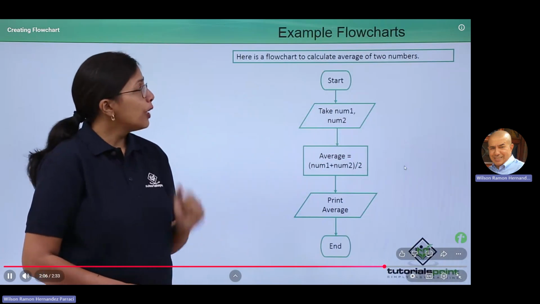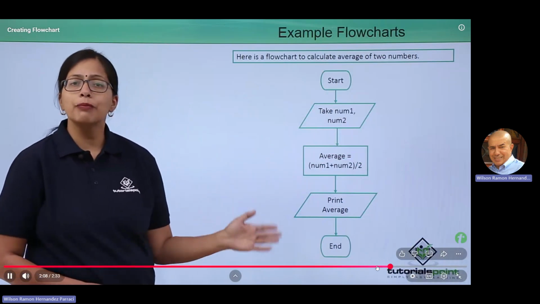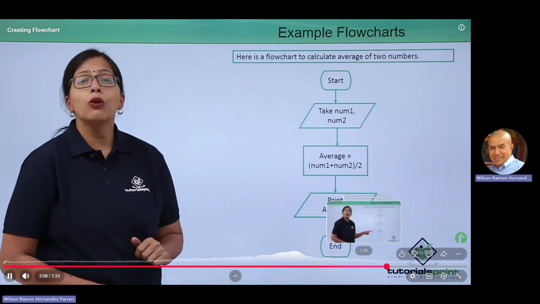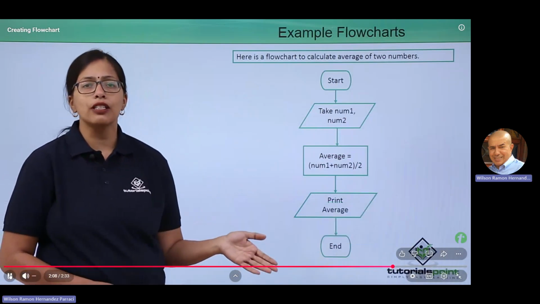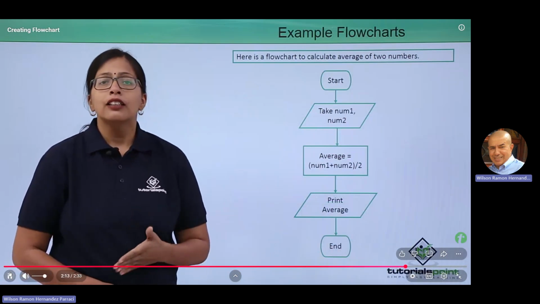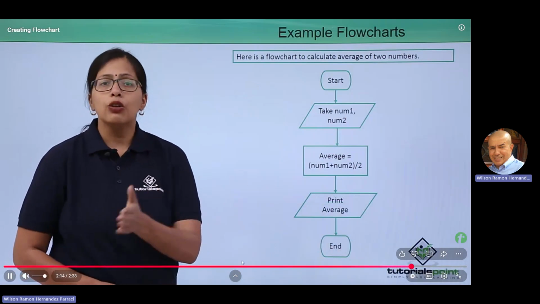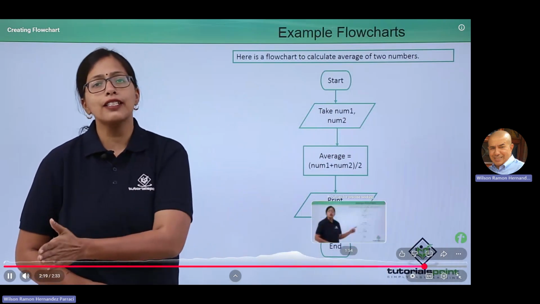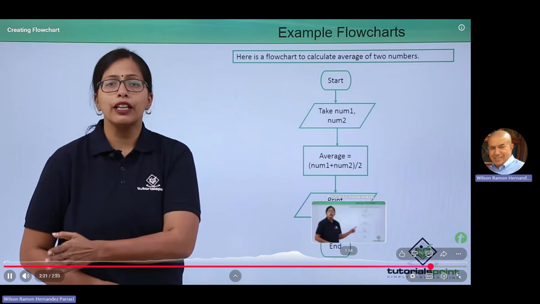So we have seen how we can create simple flowcharts for our problems. Once the flowchart is done, the next step is usually coding, because we have an algorithm, we have a flowchart. The next step is always the coding.